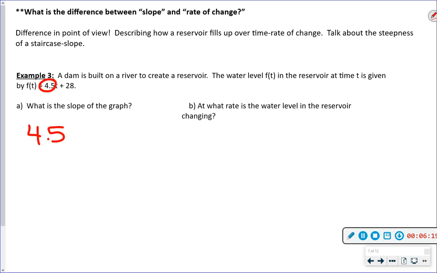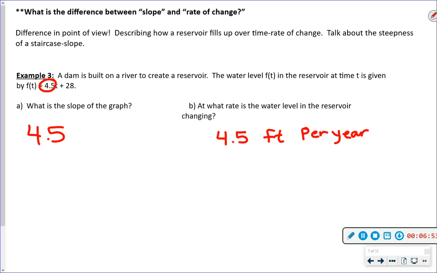4.5, okay? Your slope is how much it's changing, but because they're using rate, I'm gonna fancy it up and put a little label in here. It's in feet, of course, and the time is given. So I'm gonna say 4.5 feet. Did they give us a time? They didn't give us the time, so I'm assuming t is 1. So I'm going to put per year.